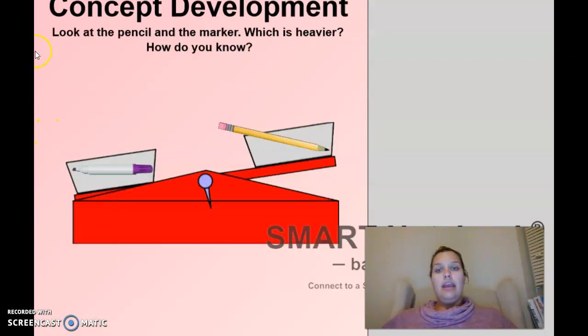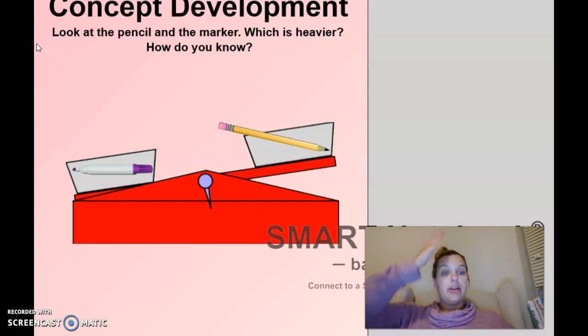But now, if I put a marker and a pencil in there, which is heavier? If you think it's the marker, put your hand on your head. If you think it's the pencil, put your hand on your nose.